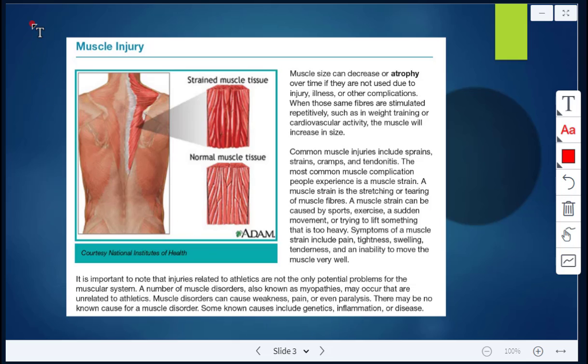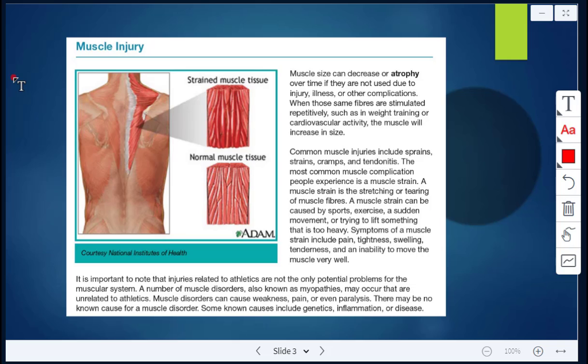All right, so we're going to talk about muscles, health, and homeostasis. So firstly here is muscle injury. So we can see two comparisons here. We have a strained muscle tissue here and then normal muscle tissue here.